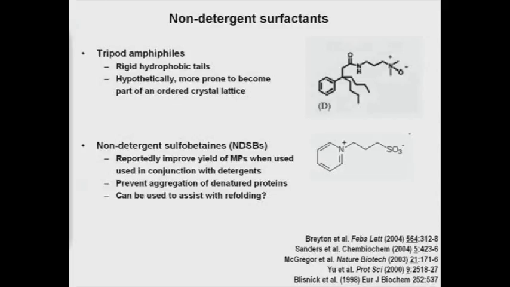And finally, probably the oldest of these, which started to get some attention back in the early 1990s, are these non-detergent sulfobetaines, which reportedly improve the yield of membrane proteins in solubilisation studies when they're used in conjunction. It's been suggested that they have applications in preventing the aggregation of denatured proteins and maybe even in refolding of denatured proteins.